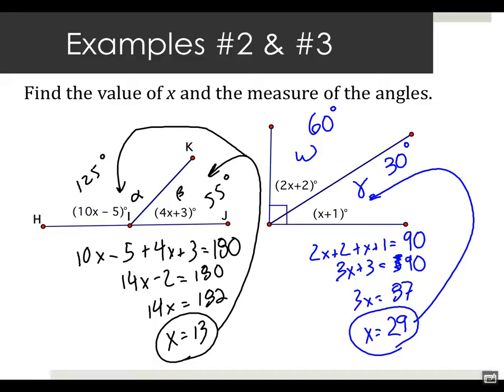Notice in this picture too, if we go back to the first example that Caroline helped us with, our picture is accurate. This is an obtuse angle. It has an obtuse measurement. This is an acute angle. It has an acute measurement. That won't always happen.